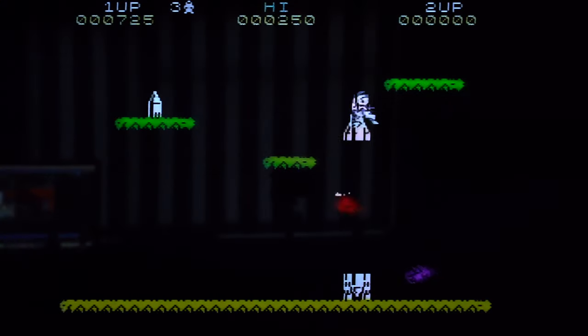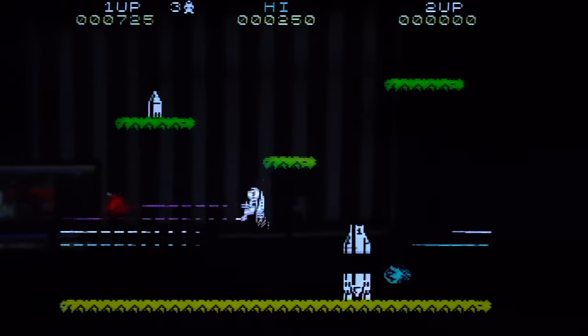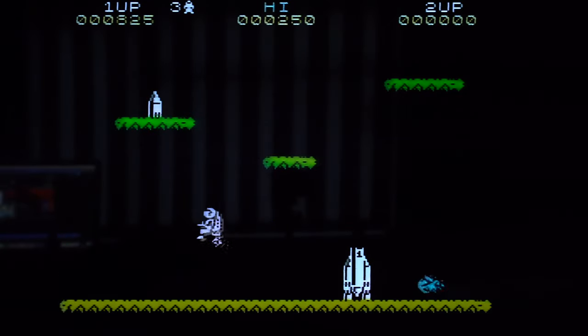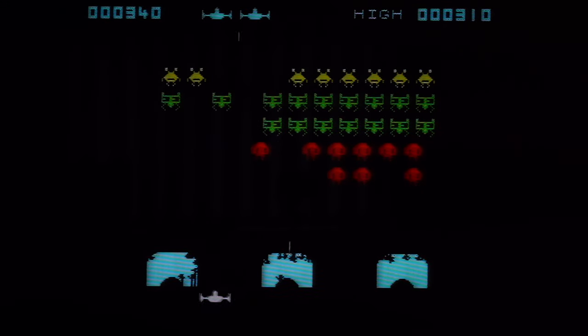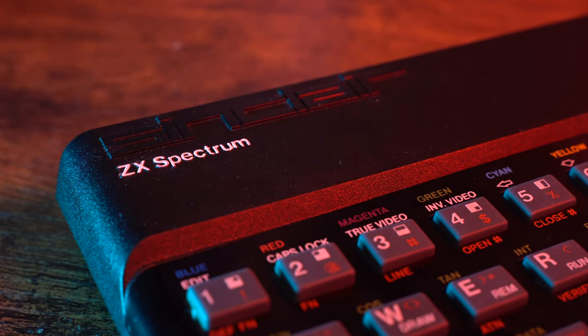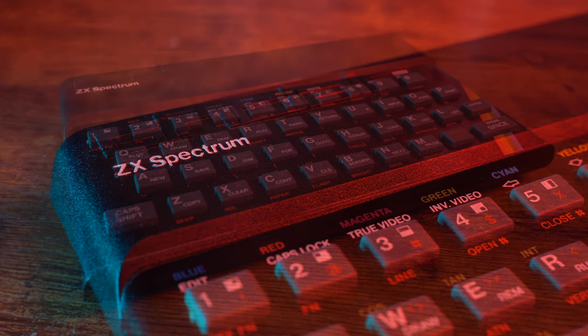And here is the system playing some fantastic classics. What a fantastic way to celebrate the ZX Spectrum's 40th anniversary.